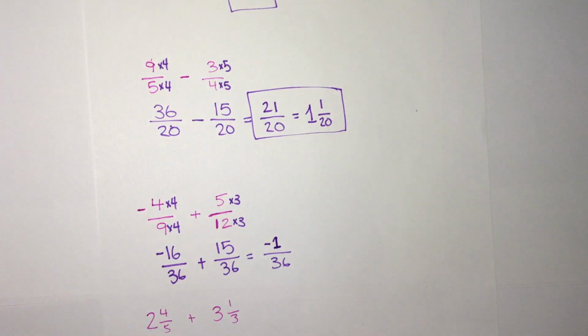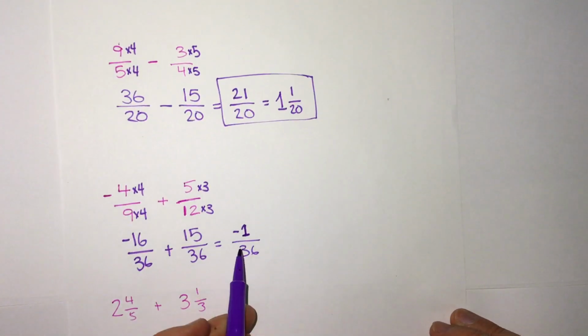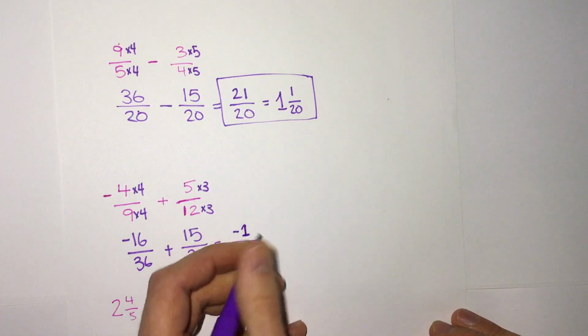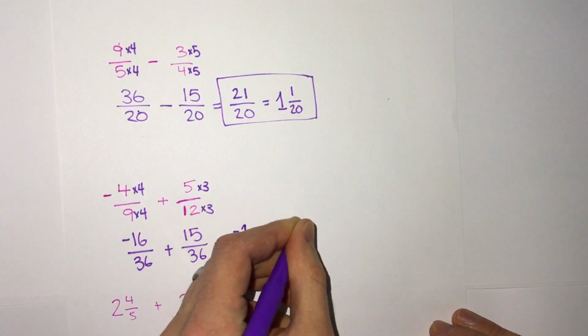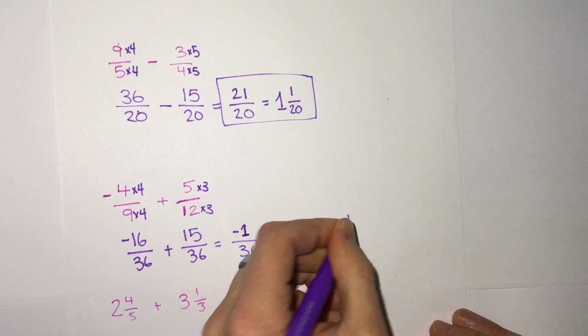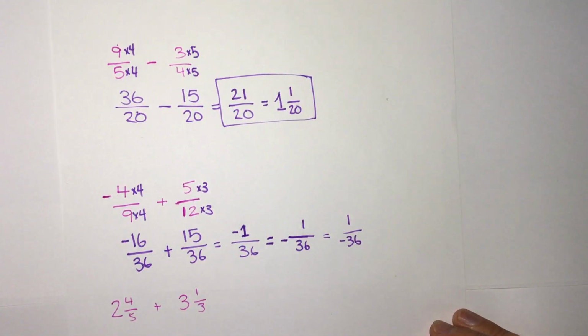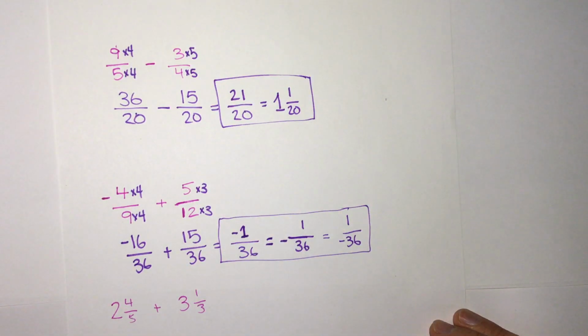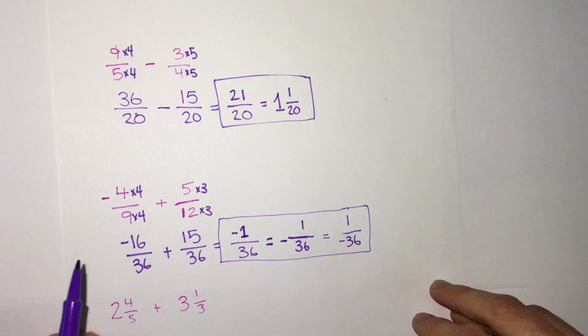So negative 1/36. Something of note for fractions that you should remember is if the fraction is negative, it doesn't matter where you write the negative sign. Negative 1 over 36 is the same as putting the negative out front of 1/36, or even writing 1 over negative 36. If there's one negative sign, they all mean the same thing. So don't get too wrapped up in where the negative should go. As long as there's one negative, just put it in front of the fraction.